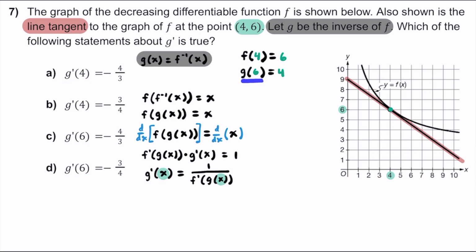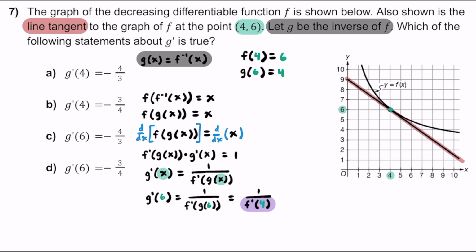We have g of 6 is equal to 4, so let's plug in this value of 6 for x in each of these locations. Plugging in 6 for x, this is the equation we get. We have this g prime of 6, which actually matches C and D. So those are the two answer choices we're going to look at first. And what about this g of 6? Well, we know g of 6 is equal to 4, so let's substitute that in. If we plug in 4 for g of 6, this is going to be 1 over f prime of 4.